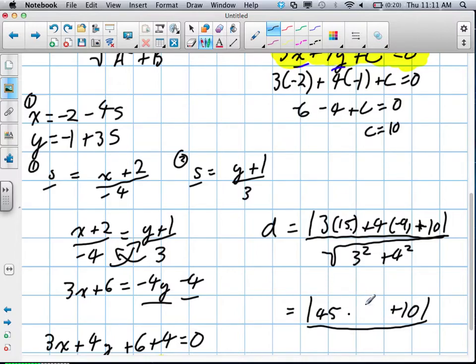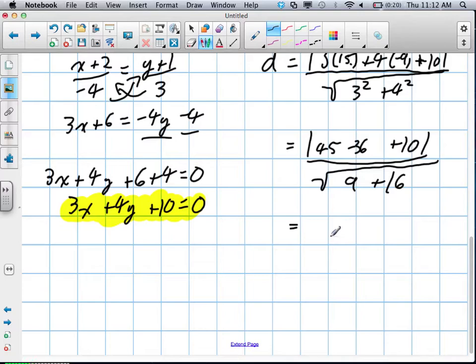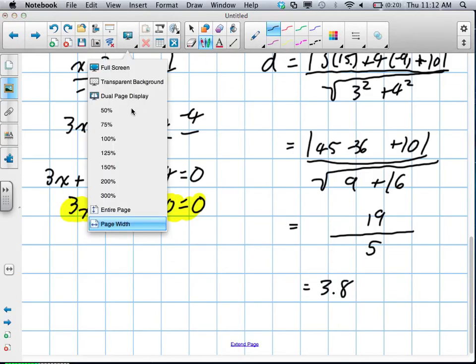45 minus 36. There we go. All over the root of 9 plus 16. 9 plus 16 is going to be what? Which in the root of 25 is 5, so we got that. And 45 minus 36 is 9 plus 10? 19. So our distance is 19 divided by 5, which ends up being 3.8.